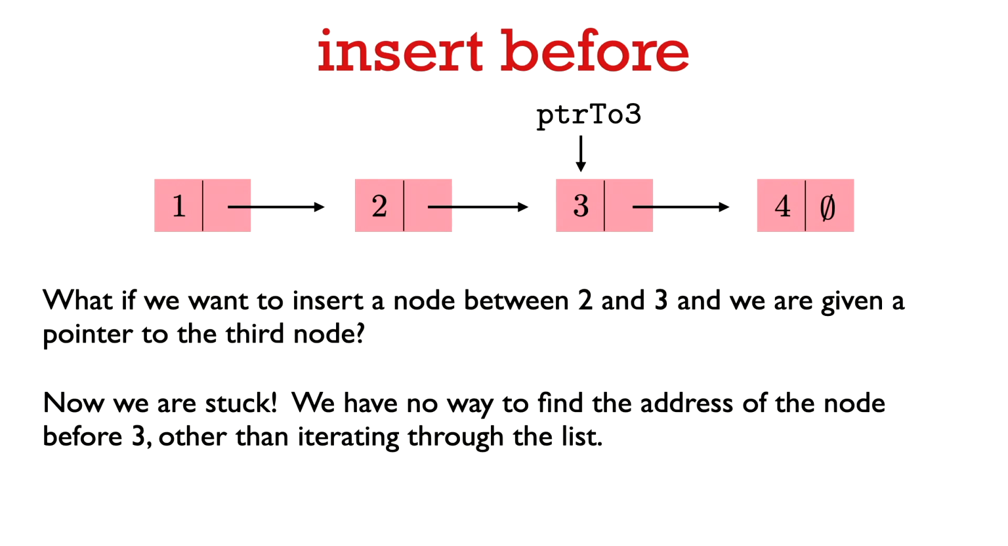Now suppose that we want to do the same thing, insert a node between the second and third nodes, but this time we're given a pointer to the third node instead of the second node. You see that now we're stuck. We have no way to access the second node, and we need to access the second node in order to update its next pointer. I should say we have no way to access the second node apart from just starting at the beginning and walking to it. So we have no fast way to access the second node.